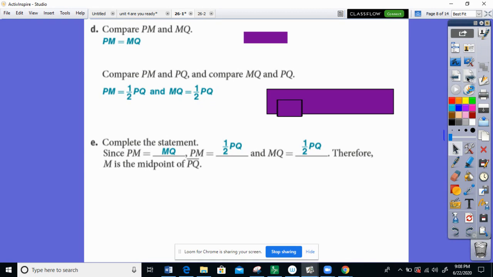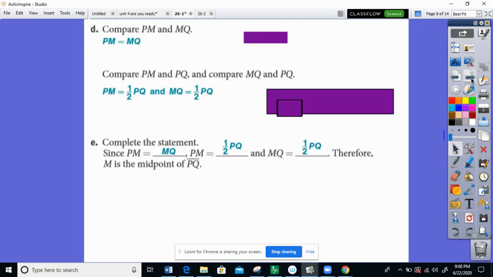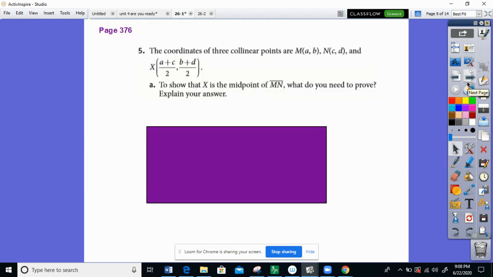So we're going to do 2 other example problems to help you with the one problem that you're doing on your homework. This is on page 376. This is number 5 on the Check Your Understanding. So it says the coordinates of 3 collinear points. Ooh, that's a good vocabulary word. That's saying that points M, N, and X lie on the same line. And they give us the coordinates right here.